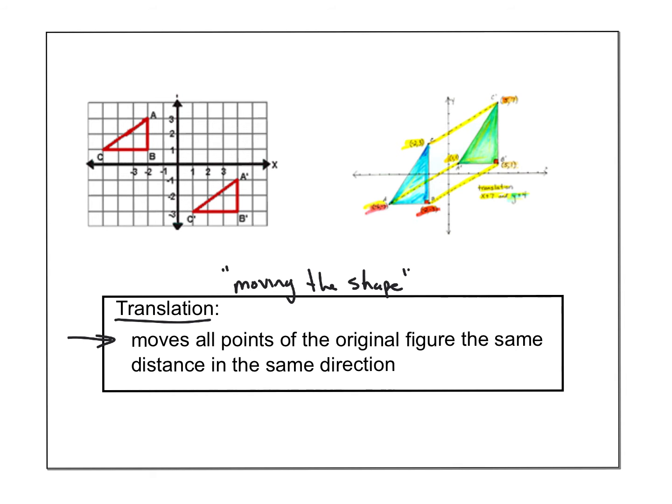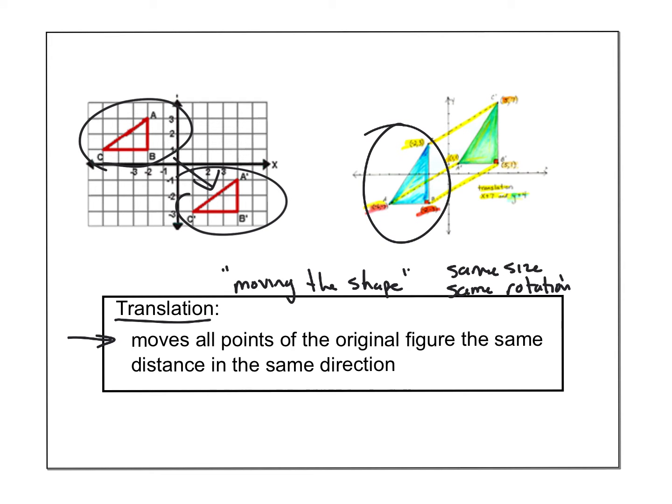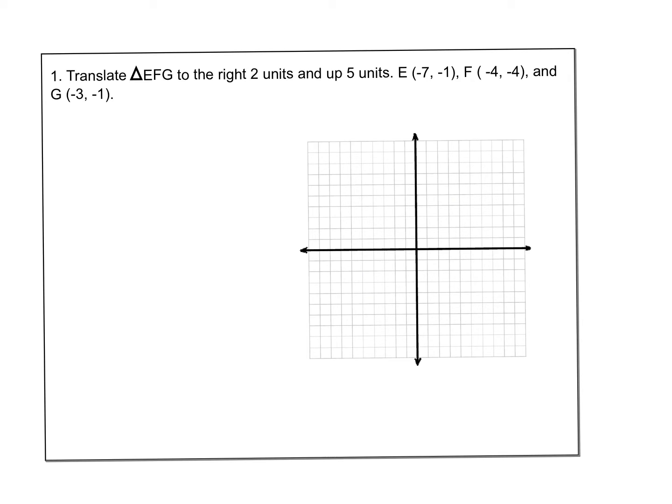The shape stays the same size and stays the same, no rotation. You're not spinning it at all. So if I look, here's my pre-image, there is my image, here is my pre-image, there is my image. The shape stays the same. I didn't rotate it, I didn't spin it, all that is the same.